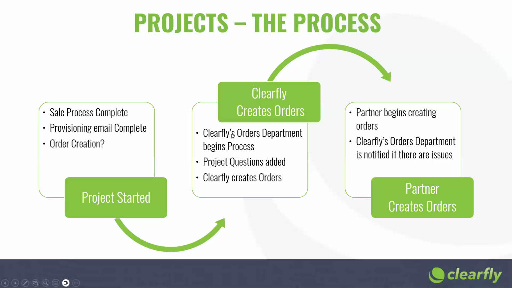So the project process really starts on the left-hand side. The sale is going to be completed, so the customer signs a proposal. At that point, you will receive a provisioning email, and you'll need to complete that. If you do not receive the provisioning email, or you received it and somehow you deleted it and can't find it, you can always go into the proposal or the quote itself and start that project. I will show you that in the portal demo.